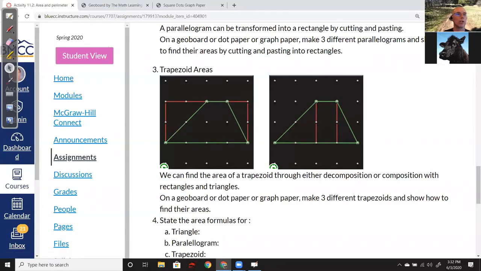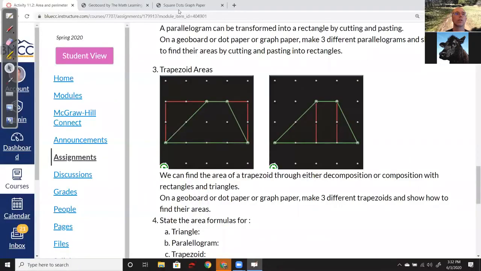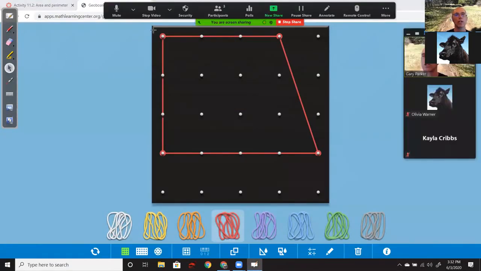So back to my notes. What do we got? Oh, I didn't put it in my notes yet, did I? It's over here. So I'm going to put this one in my notes so I can scribble on it and figure out what its area is.